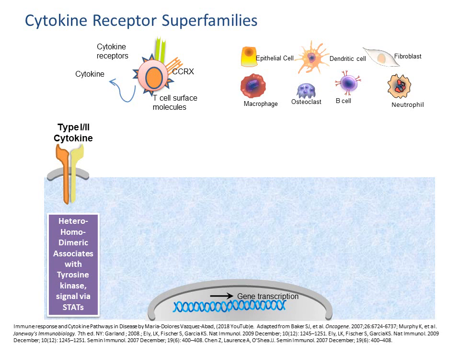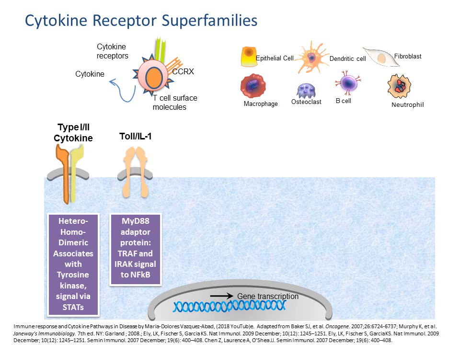So the first superfamily is the type 1-2 cytokine receptors, and they are characterized by having tyrosine kinase association, and they signal via the STATs, the signal transducers and activators of transcription. So this is the way that the first family will be communicating to the gene.